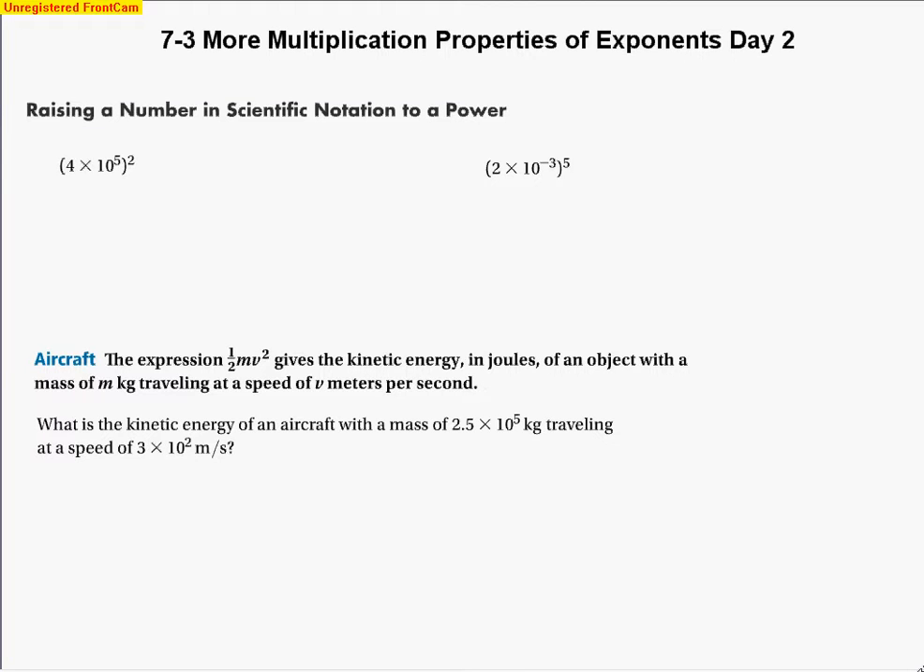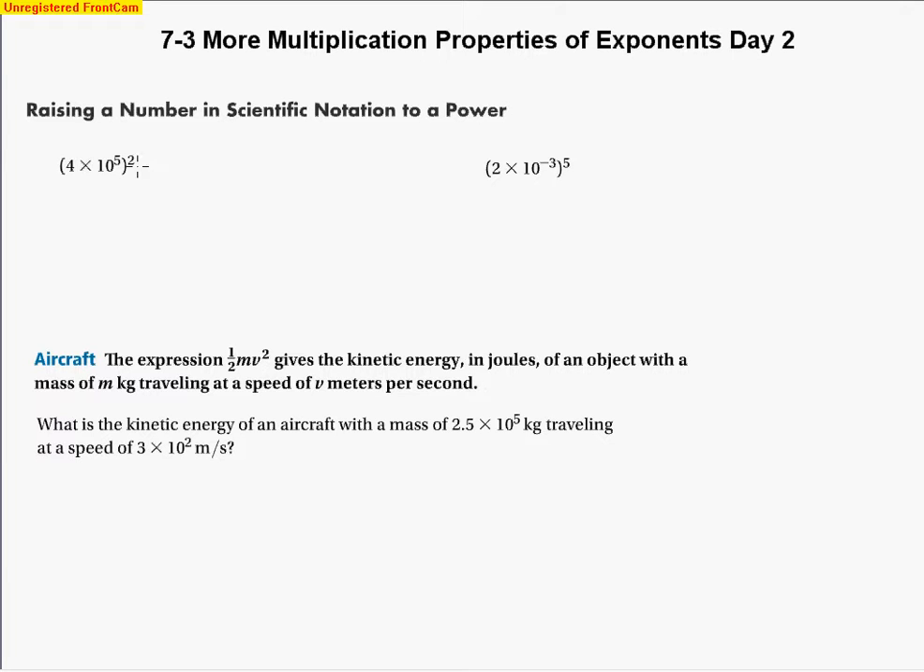This is the lesson for Chapter 7, Section 3, More Multiplication Properties of Exponents, day number 2. So the first type of problem that we're going to see is one that talks about scientific notation, raising a number in scientific notation to a power. So let's take a look at our first problem.